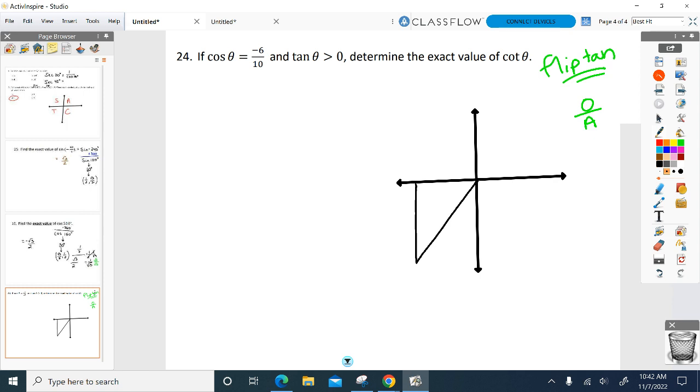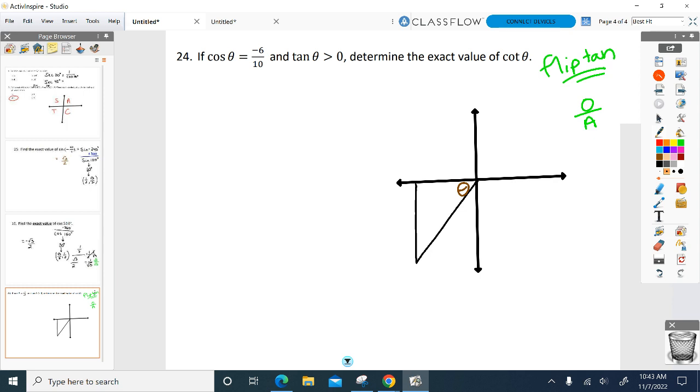You know, anytime you build one of these right triangles in a quadrant, you should be able to put two side lengths on. Where's that information going to come from? Cosine is 6 over 10. So where's the 6? And where's the 10 going to go? Cosine is 6 over 10. So I got to put the 6 somewhere in the 10.